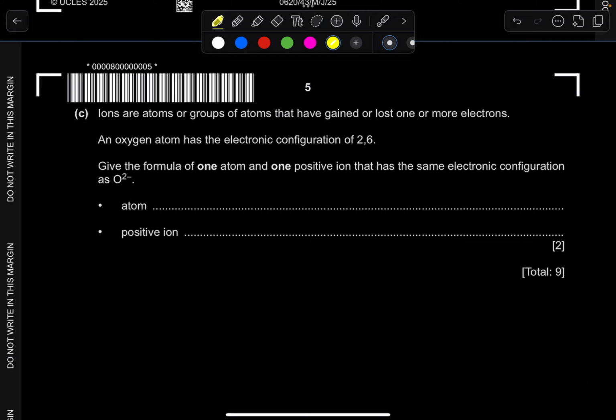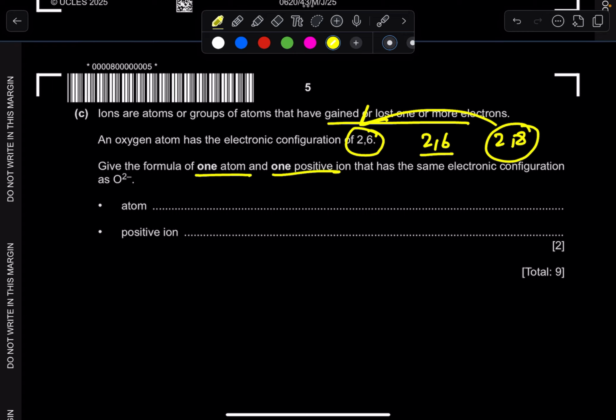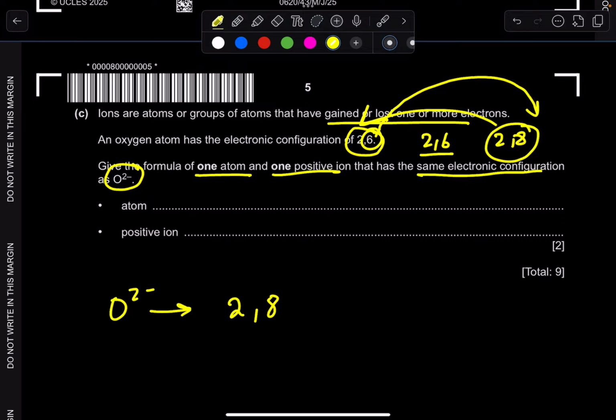Ions are atoms or groups of atoms that have gained or lost electrons. We know it. An oxygen atom has an electronic configuration of 2,6. That's for the oxygen atom. The ion is going to be 2,8 for an oxide ion. Give the formula of one atom and one positive ion that have the same electronic configuration as O2 negative. The electronic configuration of O2 negative is 2,8, because the 6 is the last shell, and now it has gained 2 electrons. It's going to be 2,8.